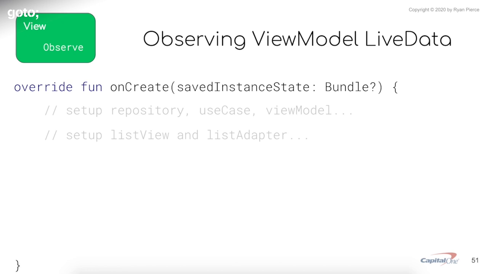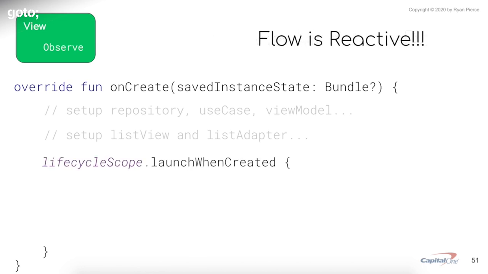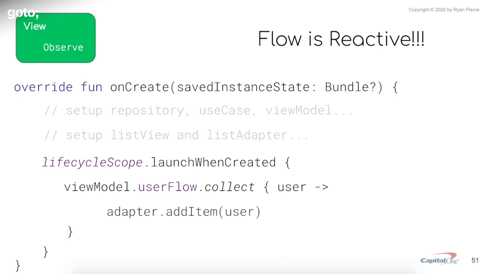But you can actually build that with flow going all the way from the data source up to the view. We don't have to even use LiveData. For example, we could use the lifecycle scope with a custom coroutine builder called launchWhenCreated, and use that to collect the users from our user flow. And as each user is collected, it can be added to the adapter, just like we saw with the LiveData object.